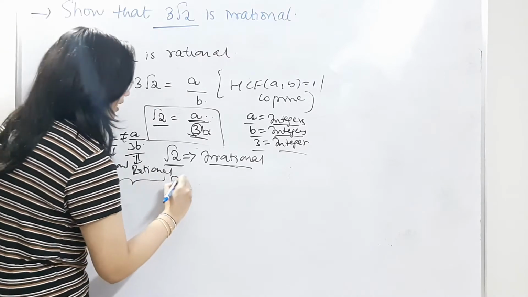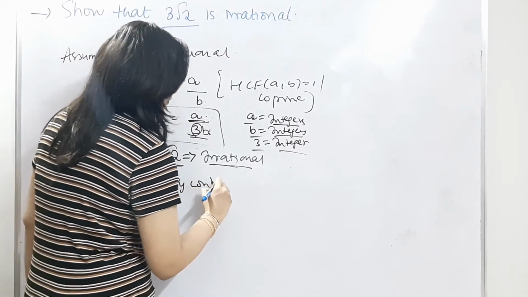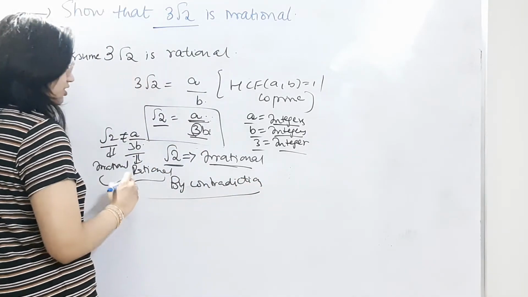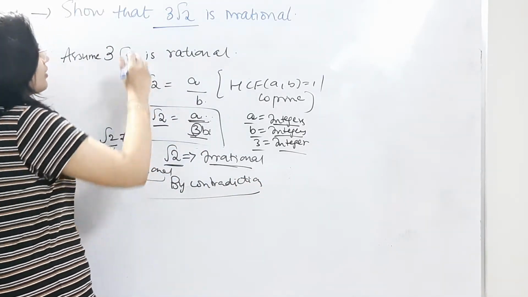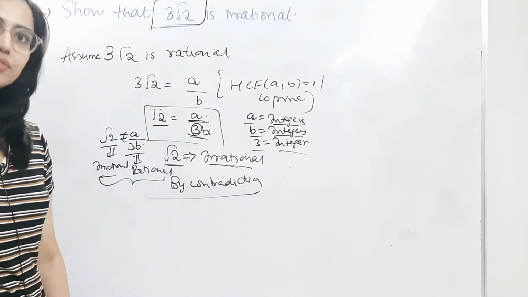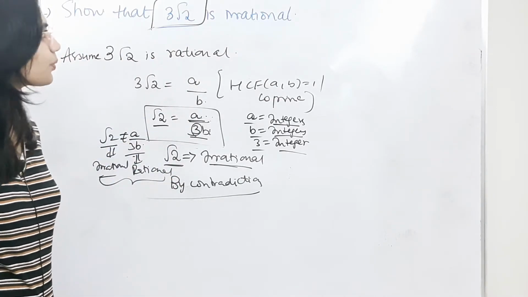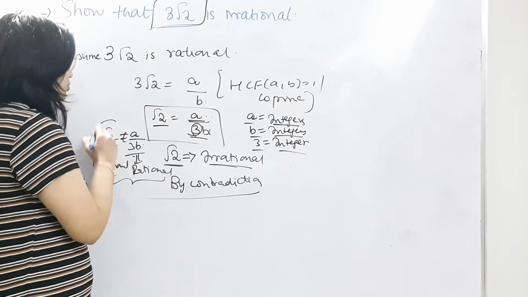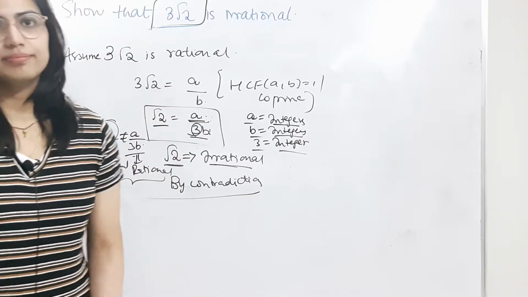Hence, by proof by contradiction, we can say that 3 root 2 is irrational. Okay. This is how you prove whether 3 root 2 is irrational or not, using the fact that root 2 is an irrational number.